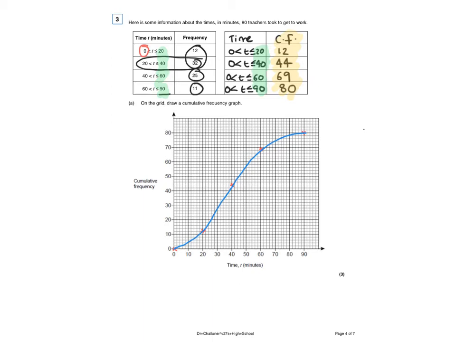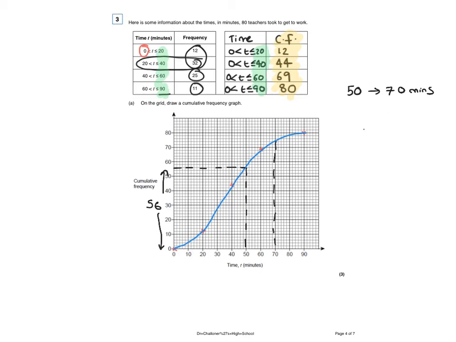Now you can't see it on this page, but the next question asks us to estimate how many teachers took between 50 and 70 minutes to travel to work. So let's find 50 minutes first of all, and I'm going to draw a vertical line, use a ruler up to the curve, and then across like that. Now, what does that tell me? That tells me that if I read the y-axis, 56 people took between 0 and 50 minutes to get to work.